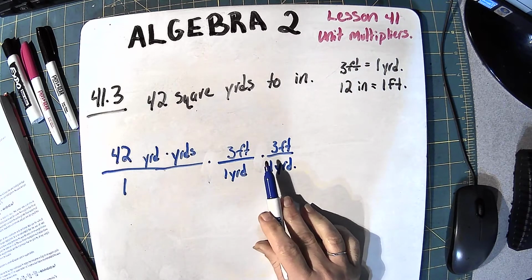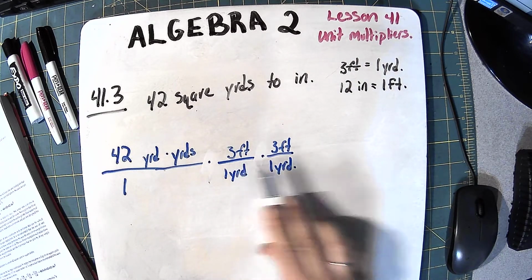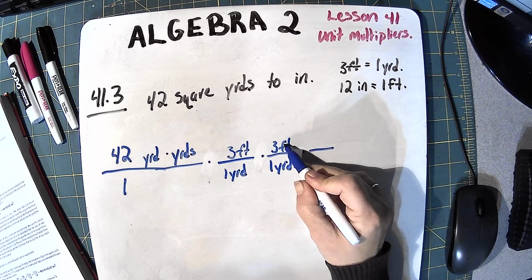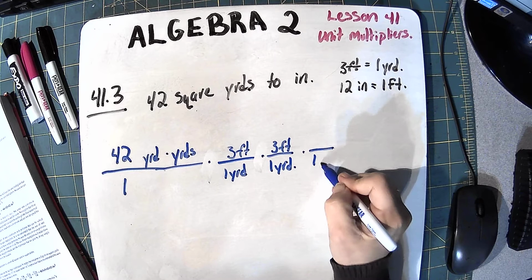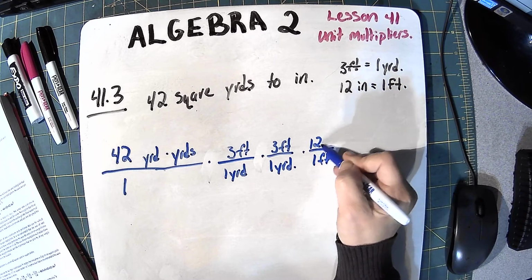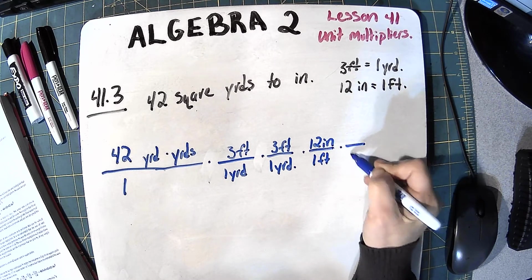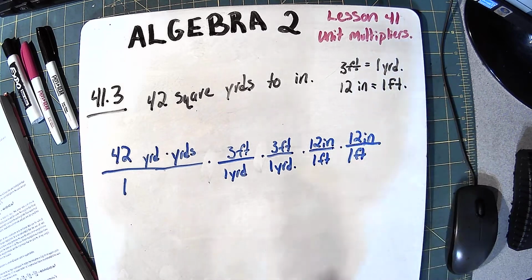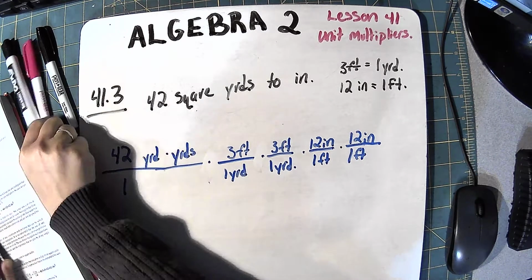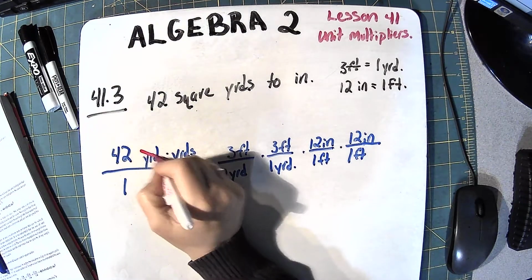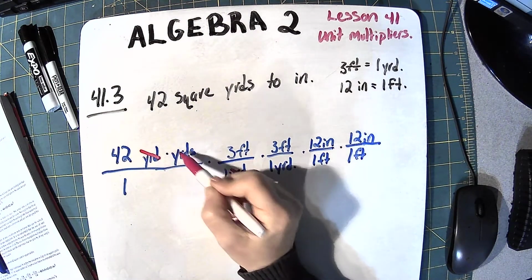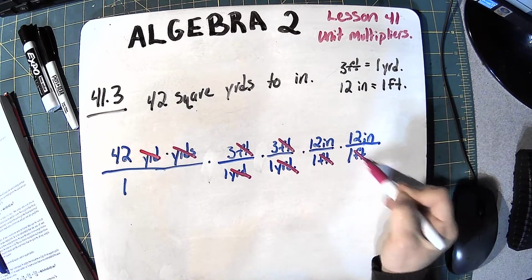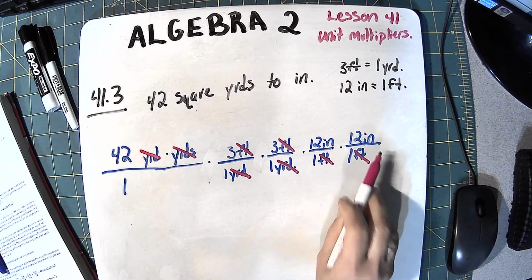Alright, so that tells me that I need another one to go from feet to inches, right here. And it tells me that if I have feet on the top, I need feet on the bottom. So 1 foot equals 12 inches. And I have to do it twice. Alright, now when I cancel, I'm going to cancel out yards and yards, feet and feet. And then I'm going to be left with square inches, inches times inches.